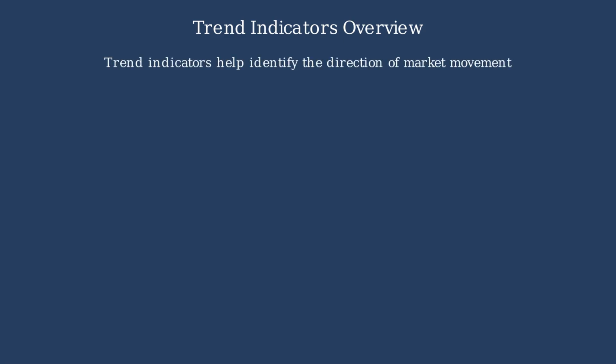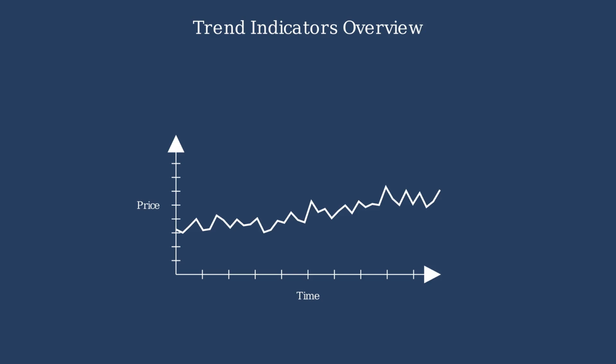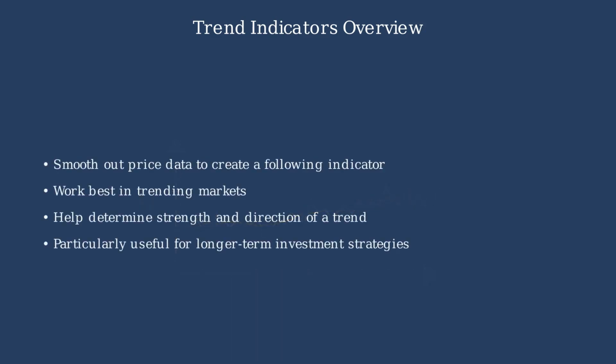Trend indicators are essential tools for identifying the direction of market movement. They work by smoothing out price data to create a clearer picture of the market's direction. Trend indicators excel in trending markets, helping traders determine both the strength and direction of market trends. Trend indicators can help identify uptrends, downtrends, and sideways markets.